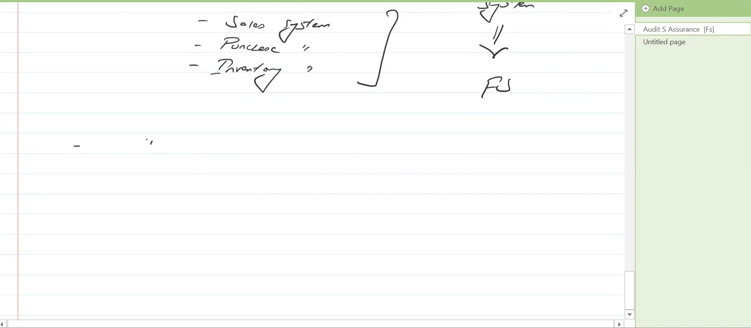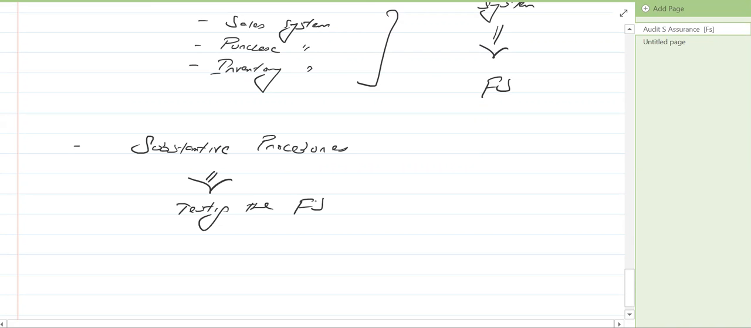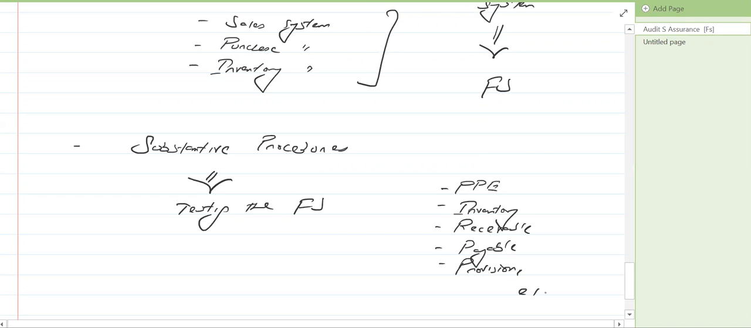Then the next chapter will be substantive procedures. Now the substantive procedure means that now we'll be actually testing the financial statements. We'll be looking at the revenue, we'll be checking the cost of sales, we'll be collecting the evidence on the non-current assets, we'll be checking the PPE, we'll be looking at the inventory figure, we'll be checking their receivable balances, we'll be checking their payable balances, provisions, etc.